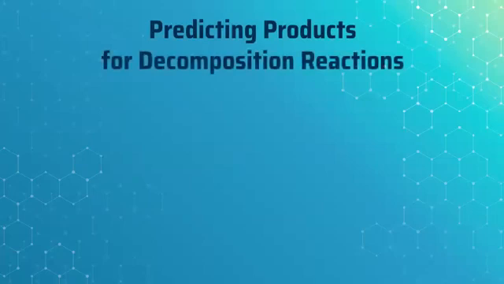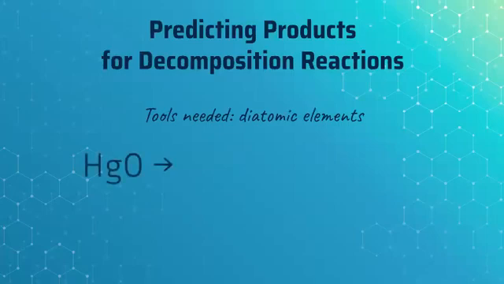Predicting products for a decomp reaction, the major tool you're going to need is your diatomic elements. Now, depending on how the question is phrased, you might need to remember your crisscross methods, but that's really if it's already giving you the products and asking for the reactant. But generally in this class, you're going to be predicting the actual product. You'll be given the reactant, so that crisscross won't actually be heavily used for these, but knowing it will help.